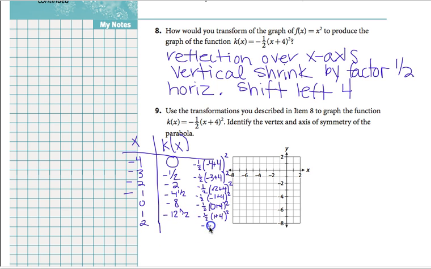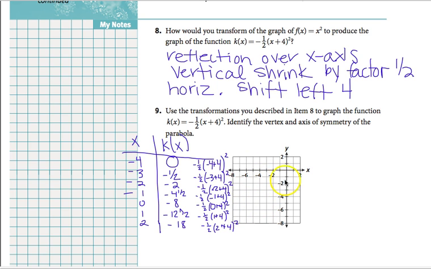Now I plug in the 2. So 2 plus 4 is 6. 6 squared is 36. And then when I take half times negative 1/2, rather, all right, so we've got some very negative values over there.